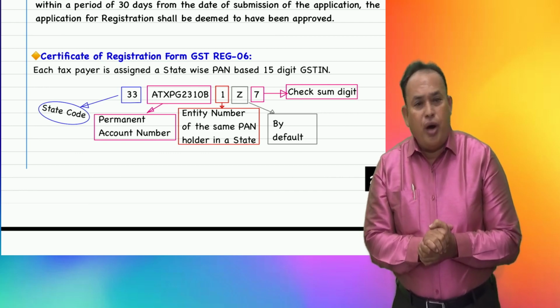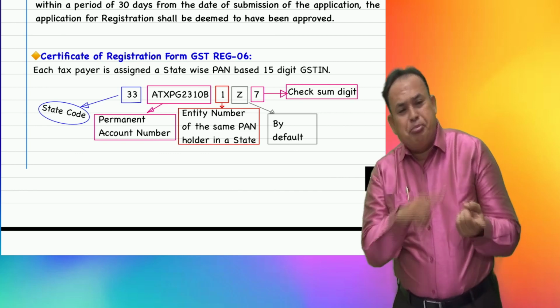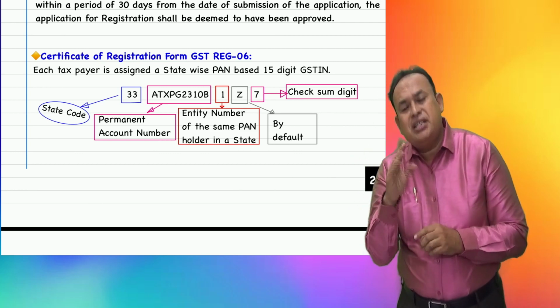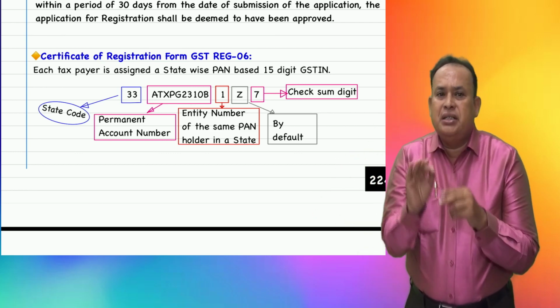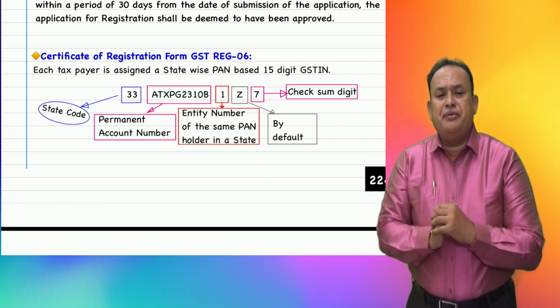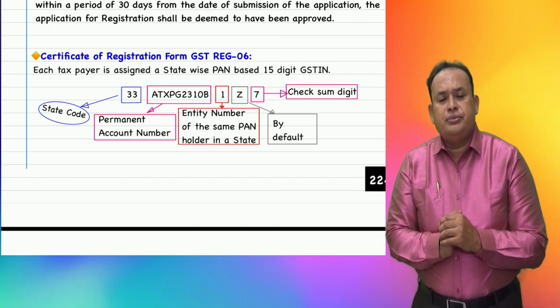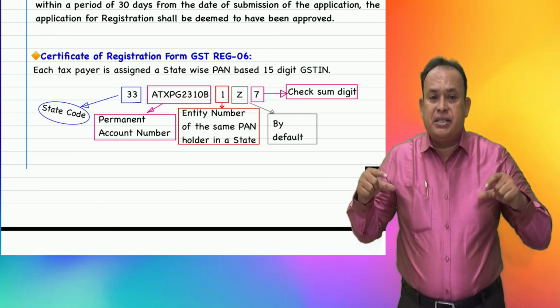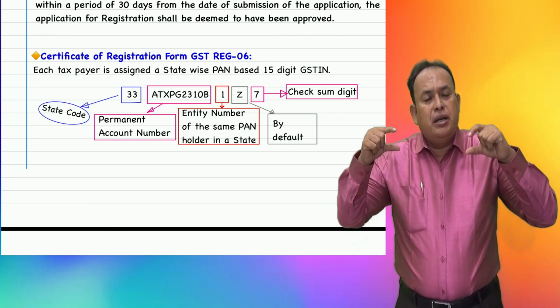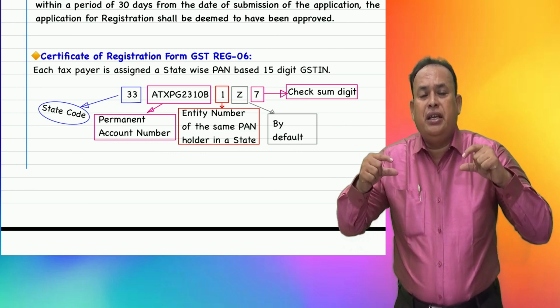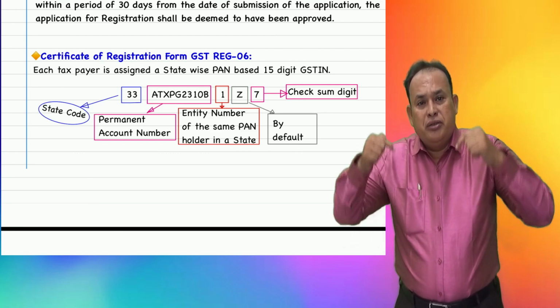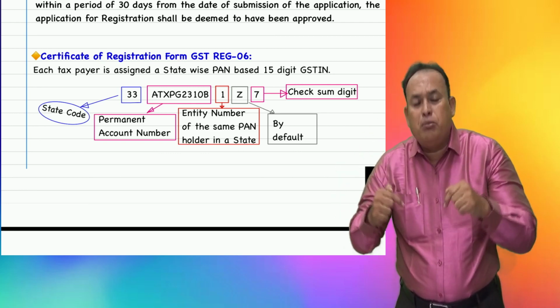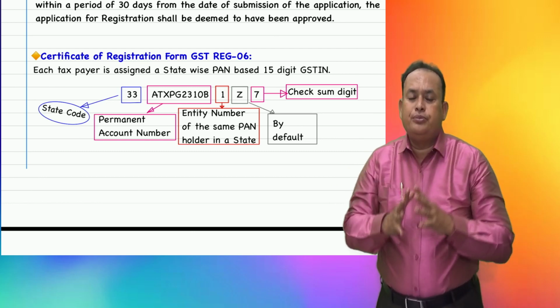PAN has alphanumeric 10 digits, prefix 2 digits, state code, suffix 3 digits, department will fix. As a whole, 15 digits. GSTIN of the taxpayer, which consists of PAN number of the taxpayer also.